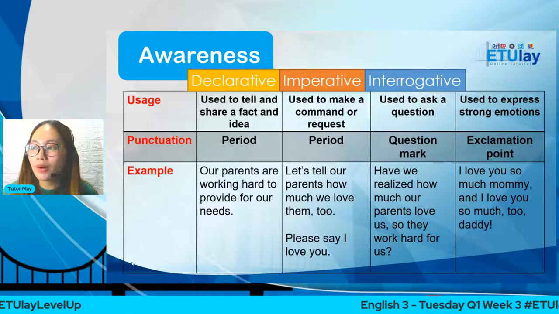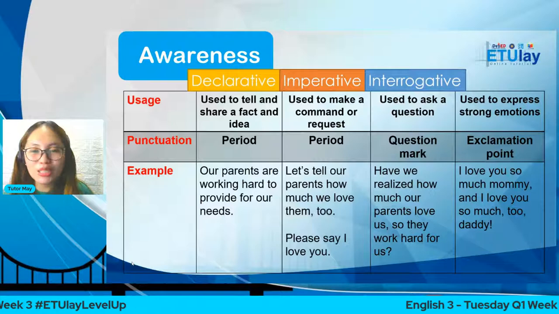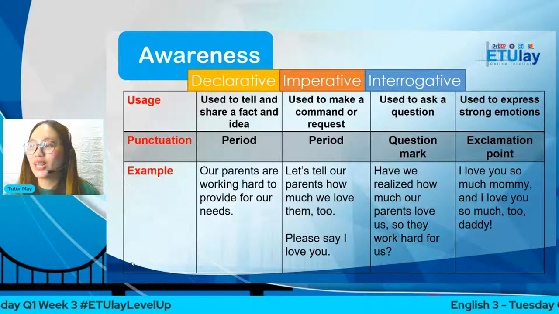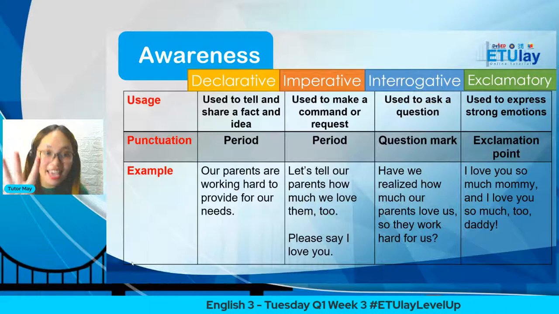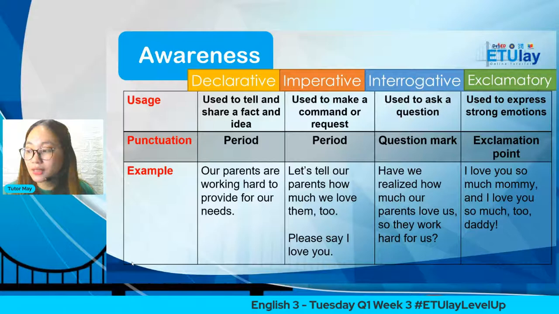Used to express strong emotions. And we use the punctuation exclamation point. Example: I love you so much, mommy. And I love you so much too, daddy. What type of sentence is that? So we have declarative, imperative, interrogative, and exclamatory. Very good, Norris. Now we completed the four kinds of sentences. We gotta know what are sentences: declarative, imperative, interrogative, exclamatory. And these sentences are kinds of sentences based on function.